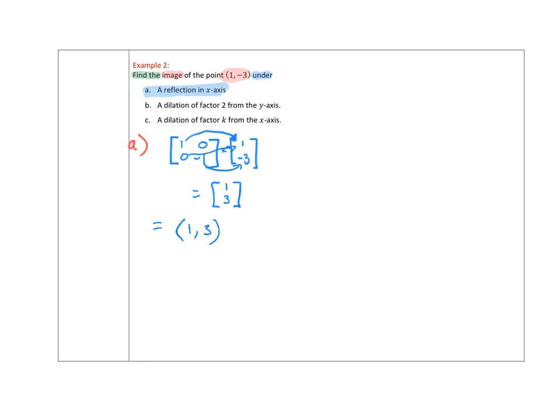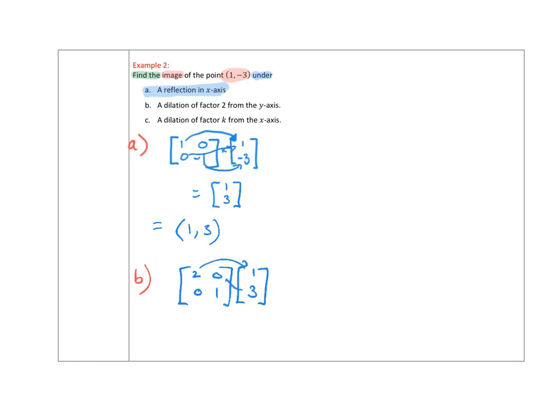Now for part B, we can see that there's a dilation of factor 2 from the y. Now this might raise the question, do we multiply the x by 2 or do we multiply the x by 1/2? Well, we don't have to think about this if we do it the way matrices intend us to. A dilation factor 2 from the y would be a matrix equation in which we have 2, 0, 0, 1. We're not going to multiply it by x and y, we'll multiply it by 1, 3 because we're finding the image of a point, not the image of a curve.